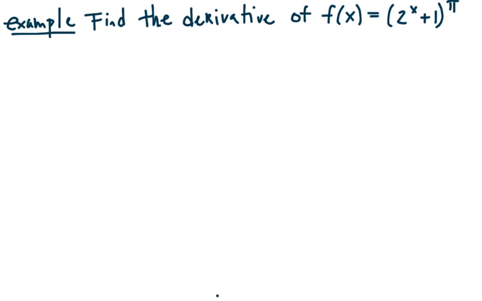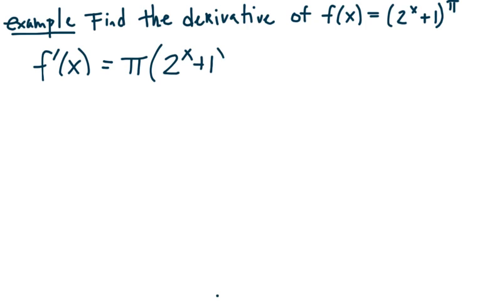Alright, so suppose we want to find the derivative of 2 to the x plus 1, all to the pi power. So pi is just a number. We treat it just like any other exponent. So f prime of x is equal to pi times 2 to the x plus 1, all raised to the pi minus 1 power. And then applying the chain rule, we multiply by the derivative of 2 to the x plus 1, which is 2 to the x times the natural log of 2.